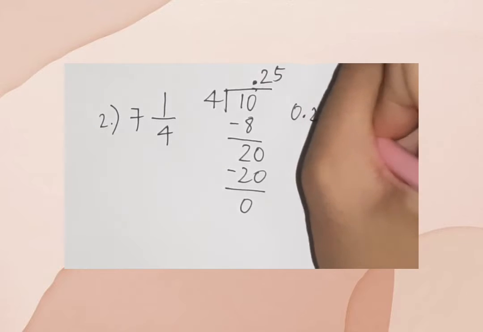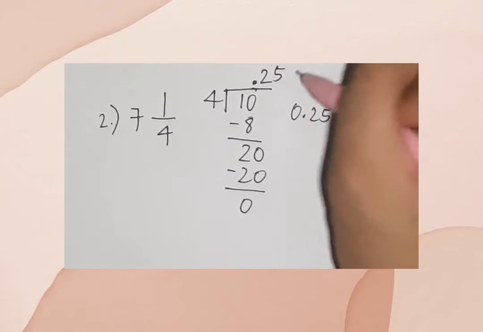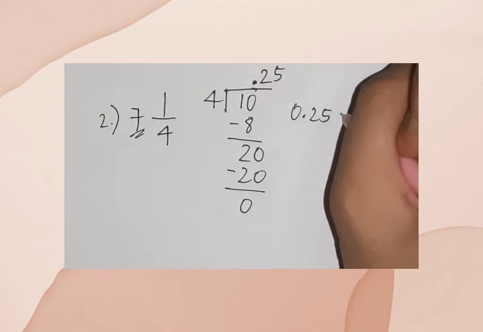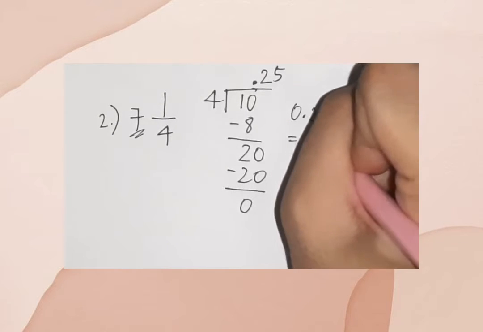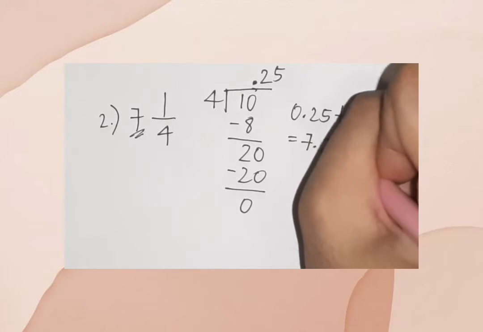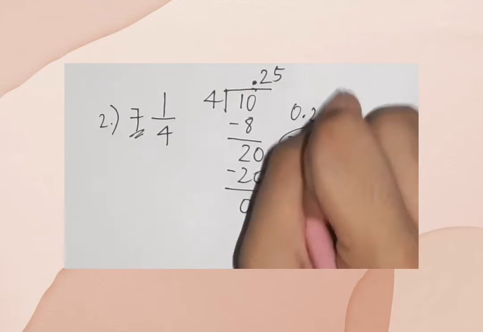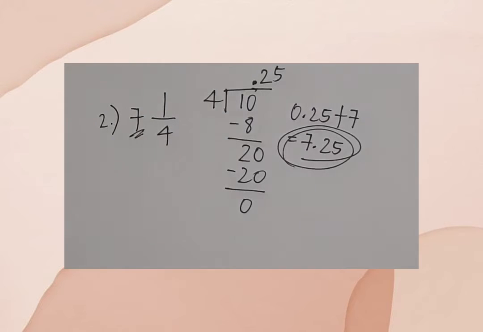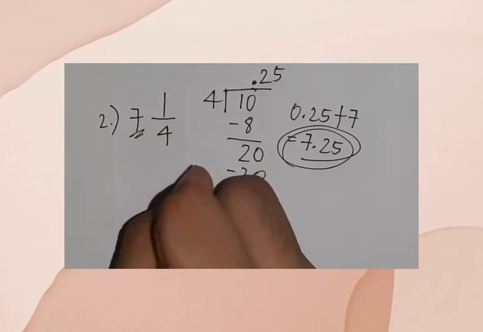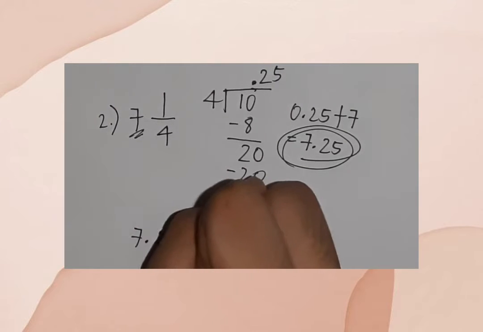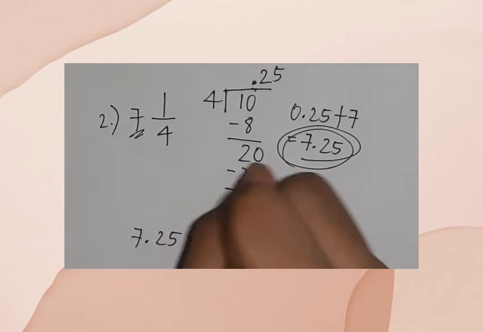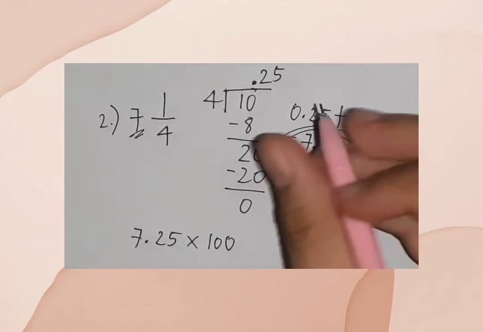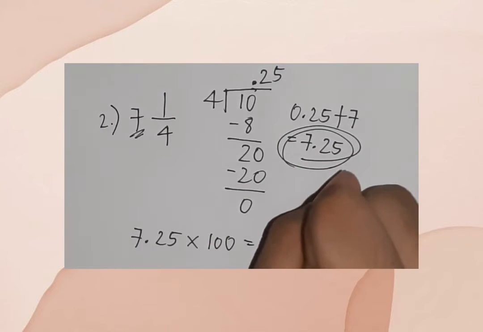To get the final decimal form, 0.25 will be added to the whole number, which is the 7. Our final decimal form is 7.25. Again, to get the percent form, we just need to multiply it by 100. So 7.25 times 100 is equal to 725%.